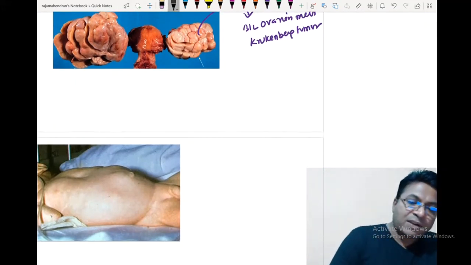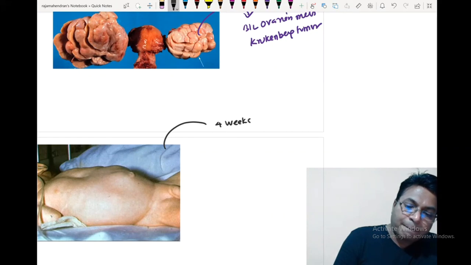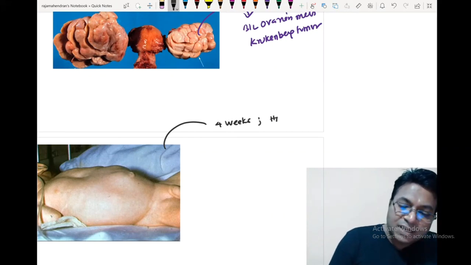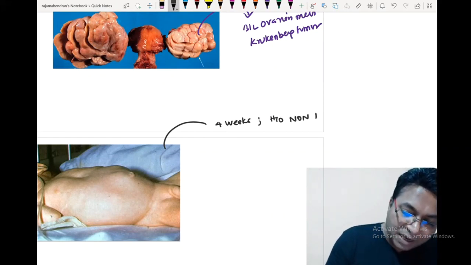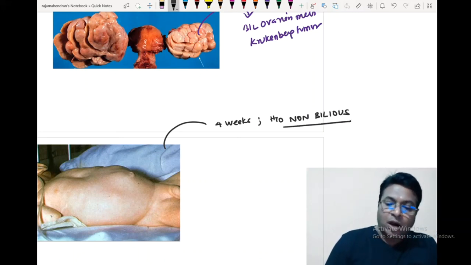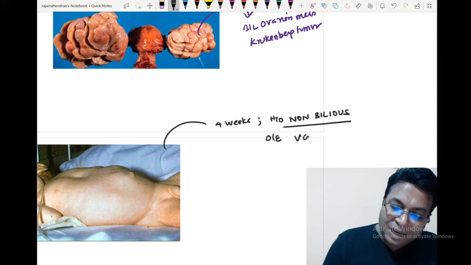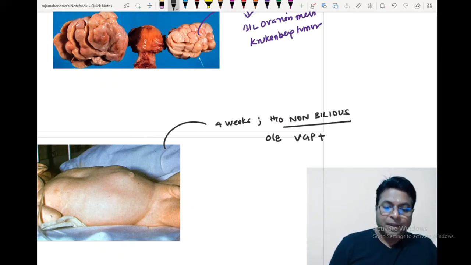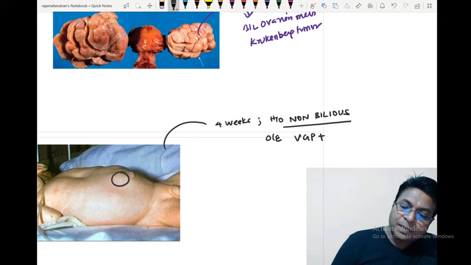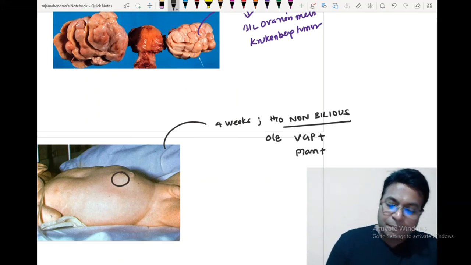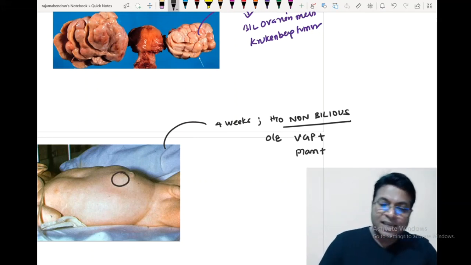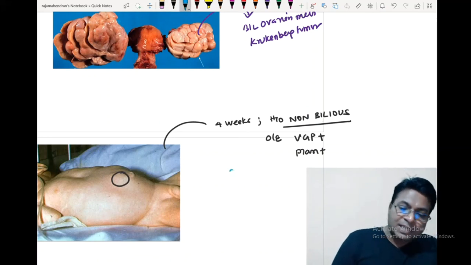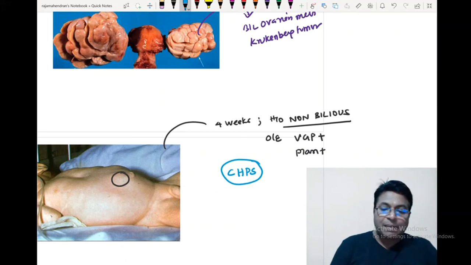This question is again a favorite question of FMG exam. A 4 weeks baby brought by her mother with a history of non-bilious vomiting. Classical point: non-bilious vomiting. On examination, you are noting a visible gastric peristalsis and you are seeing a mass which is appearing and disappearing. So what is this case? This is a case of congenital hypertrophic pyloric stenosis.